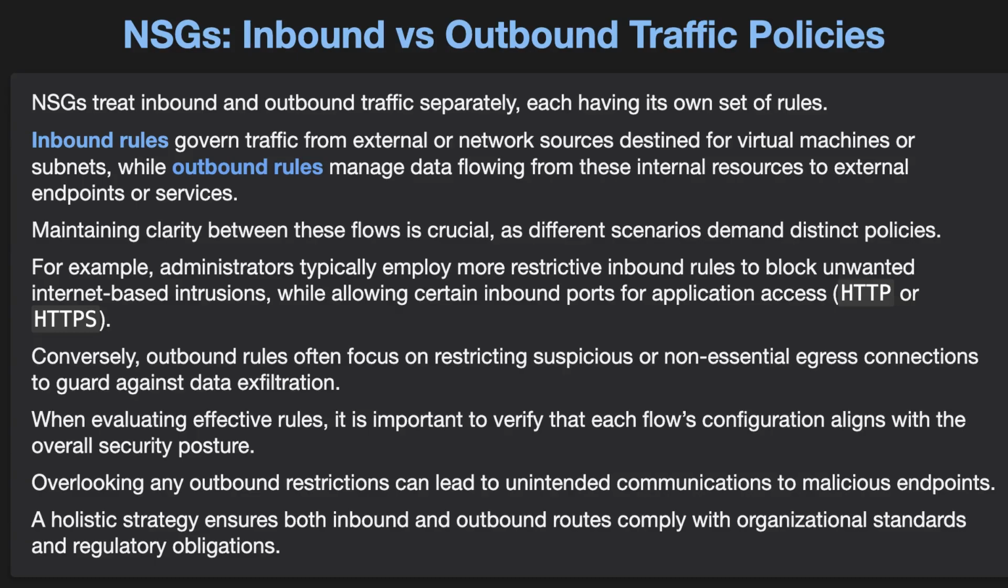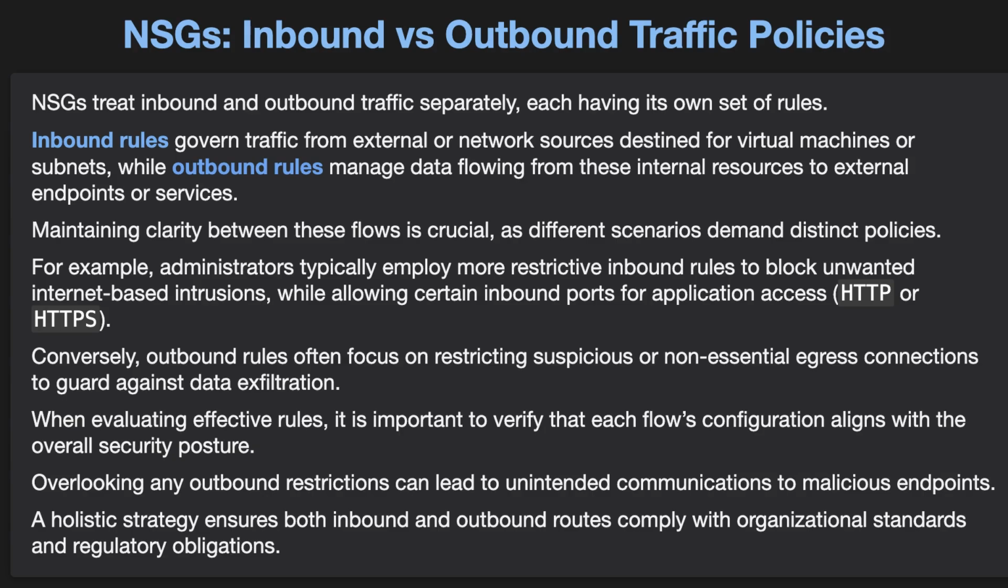NSGs treat inbound and outbound traffic separately, each having its own set of rules. Inbound rules govern traffic from external or network sources destined for virtual machines or subnets, while outbound rules manage data flowing from these internal resources to external endpoints or services. Maintaining clarity between these flows is crucial, as different scenarios demand distinct policies. For example, administrators typically employ more restrictive inbound rules to block unwanted internet-based intrusions, while allowing certain inbound ports for application access, e.g., HTTP or HTTPS.